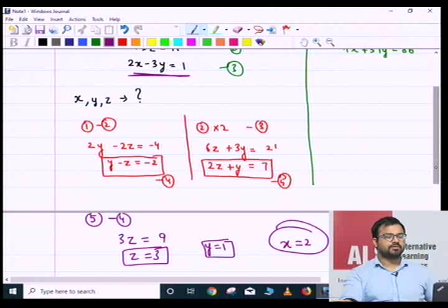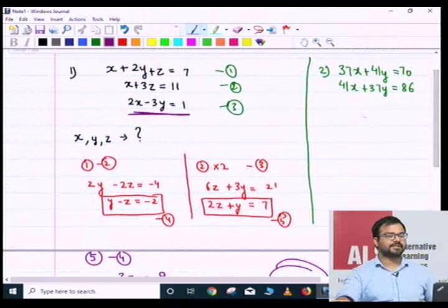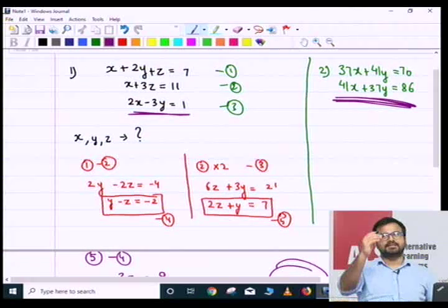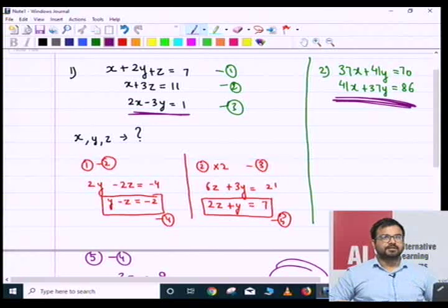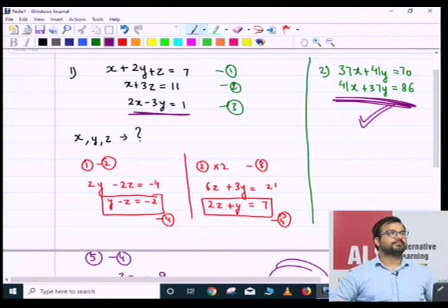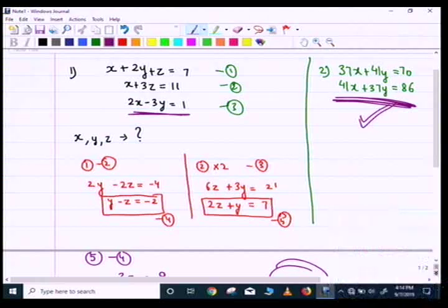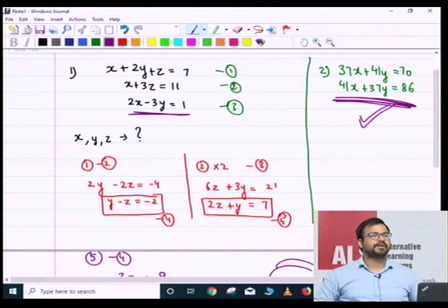Okay, now those who have done this one, try this second question. See, there is something unique about this question. If you focus, it can be solved by the usual method also, but it can also be solved by some simplification technique. See, there is something common. It's question 2. 37x plus 41y is equal to 70 and 41x plus 37y is equal to 86. Find the values of x and y.